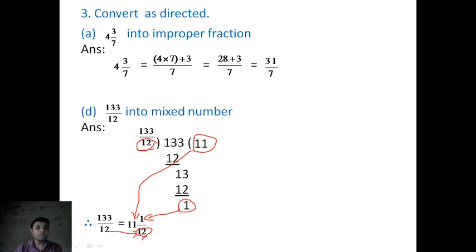So how do we write it? The quotient will be the whole number, the remainder will be the numerator, and the divisor will be the denominator. You can memorize this trick: denominator D and divisor D. So all will be the same here.